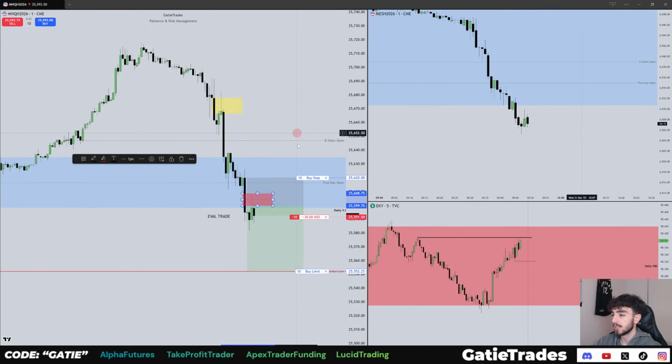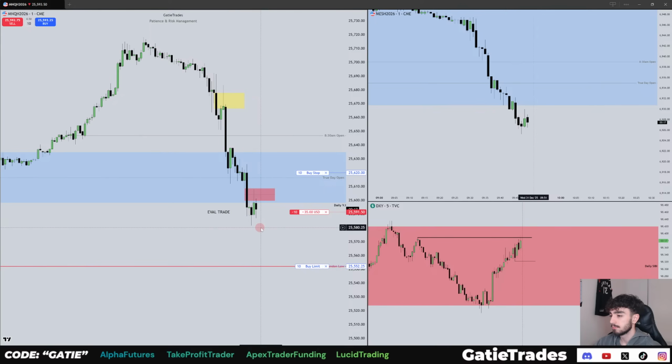I'm getting short off this fair value gap. Looking for just a continuation to London lows. Stop loss at the top of the fair value gap. Taking this on a Lucid eval. Not the best reaction there, but we'll see if we can respect the order block here. I put the stop at 621. Throw this down, see if we can get a fill at like 540 or something.